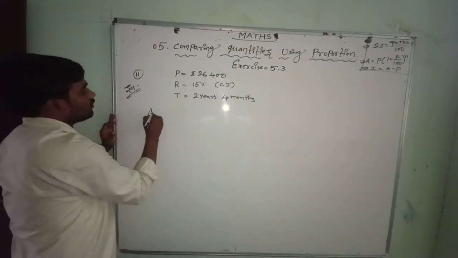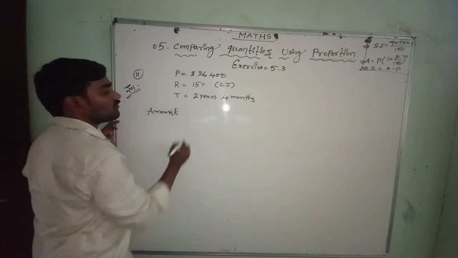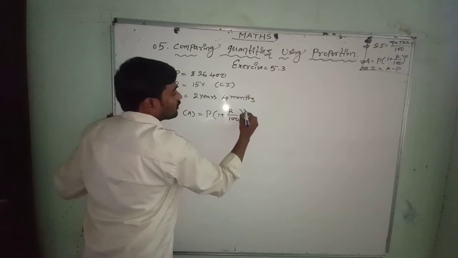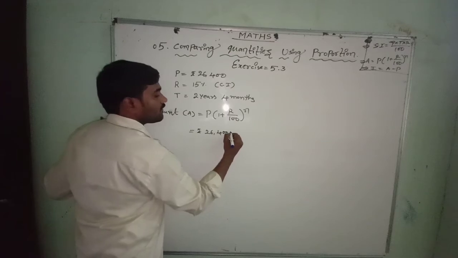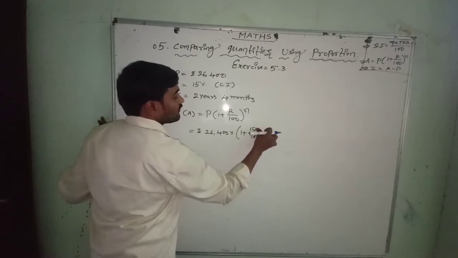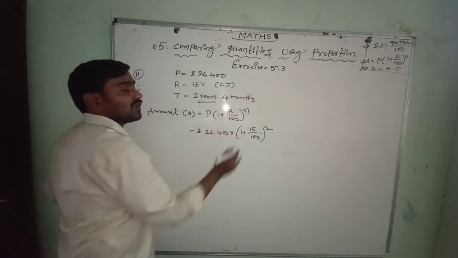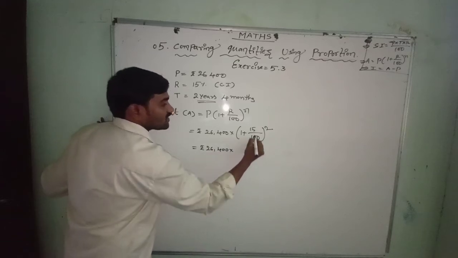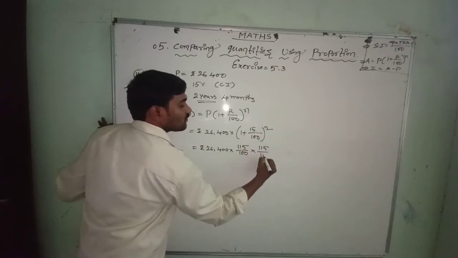Let us find out the amount now. Amount for 2 years, A equal to the formula P of 1 plus R by 100 whole to the power of N. The P equal to rupees 26,400 into 1 plus rate of interest 15% by 100, that is 15 by 100, into N equal to 2 years only we will keep. Later we go for the simple interest for 4 months. So rupees 26,400 into 115 by 100, whole to the power of 2.